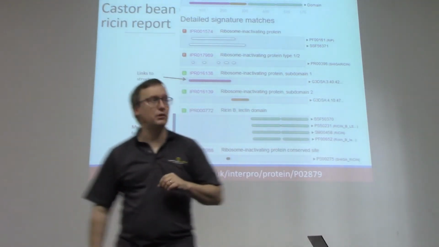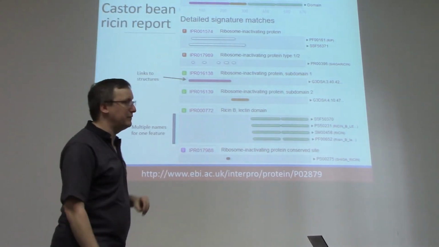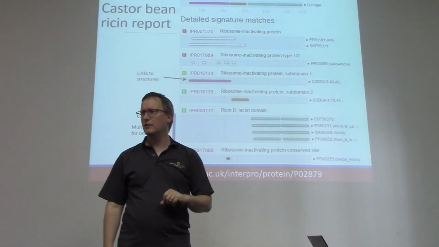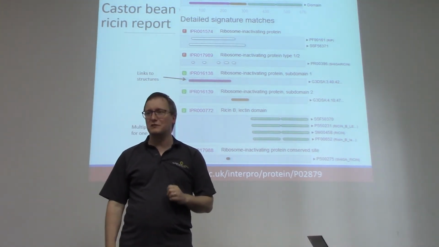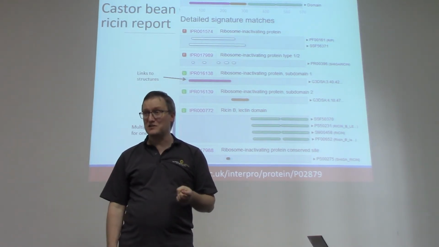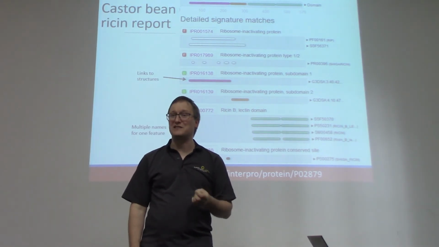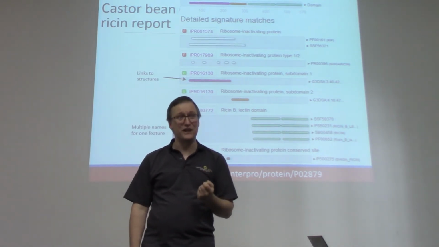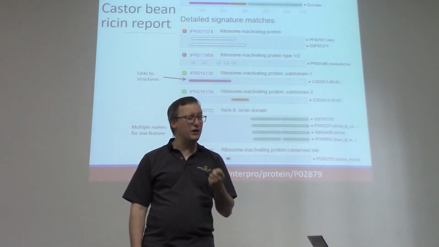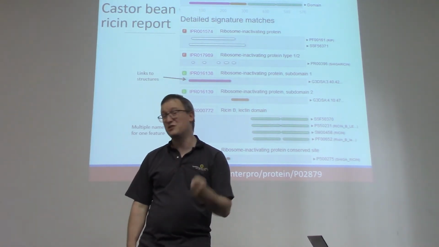So this is an example of a protein called castor bean ricin. Has anyone heard of this? Okay, one of the last things I did when I was back in the United States was to play a part in prosecutions by the Department of Homeland Security. The Department of Homeland Security has a very strong feeling about ricin.